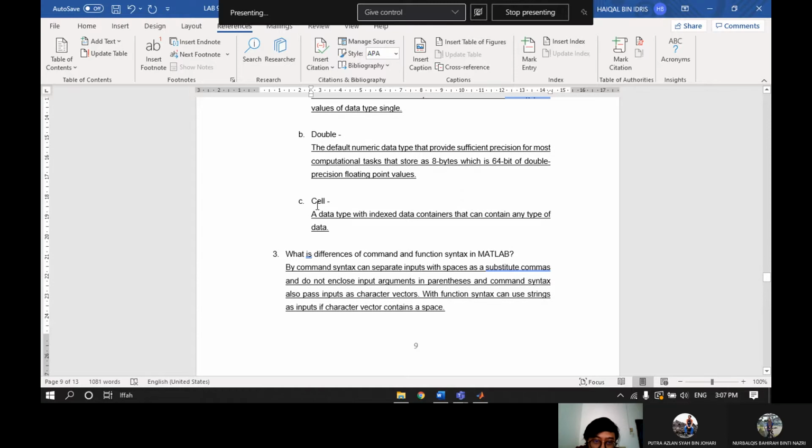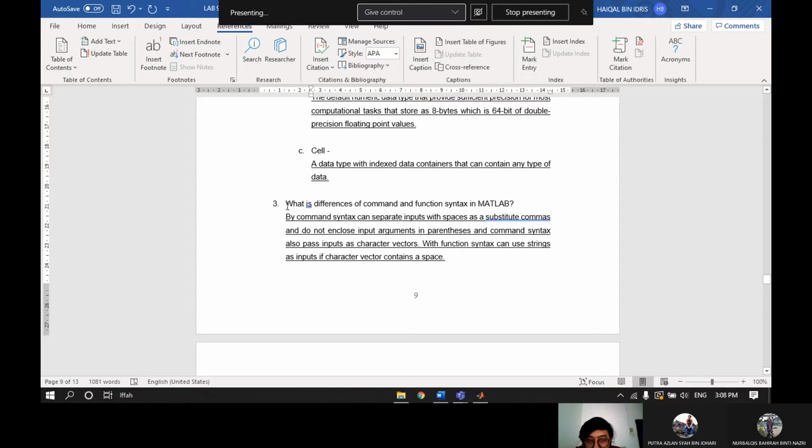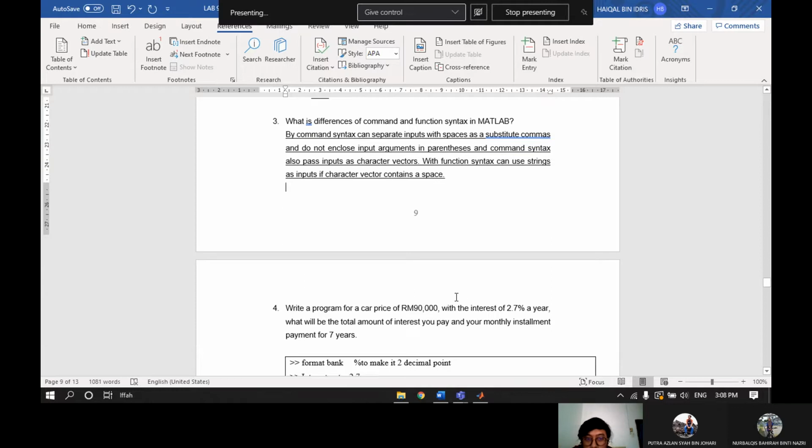Cell is a data type with indexed data containers that can contain any type of data. Number 3, what are the differences of command and function syntax in Matlab? Command syntax can separate inputs with spaces as a substitute for commas and does not enclose input arguments in parentheses, and command syntax also passes input as character vectors.